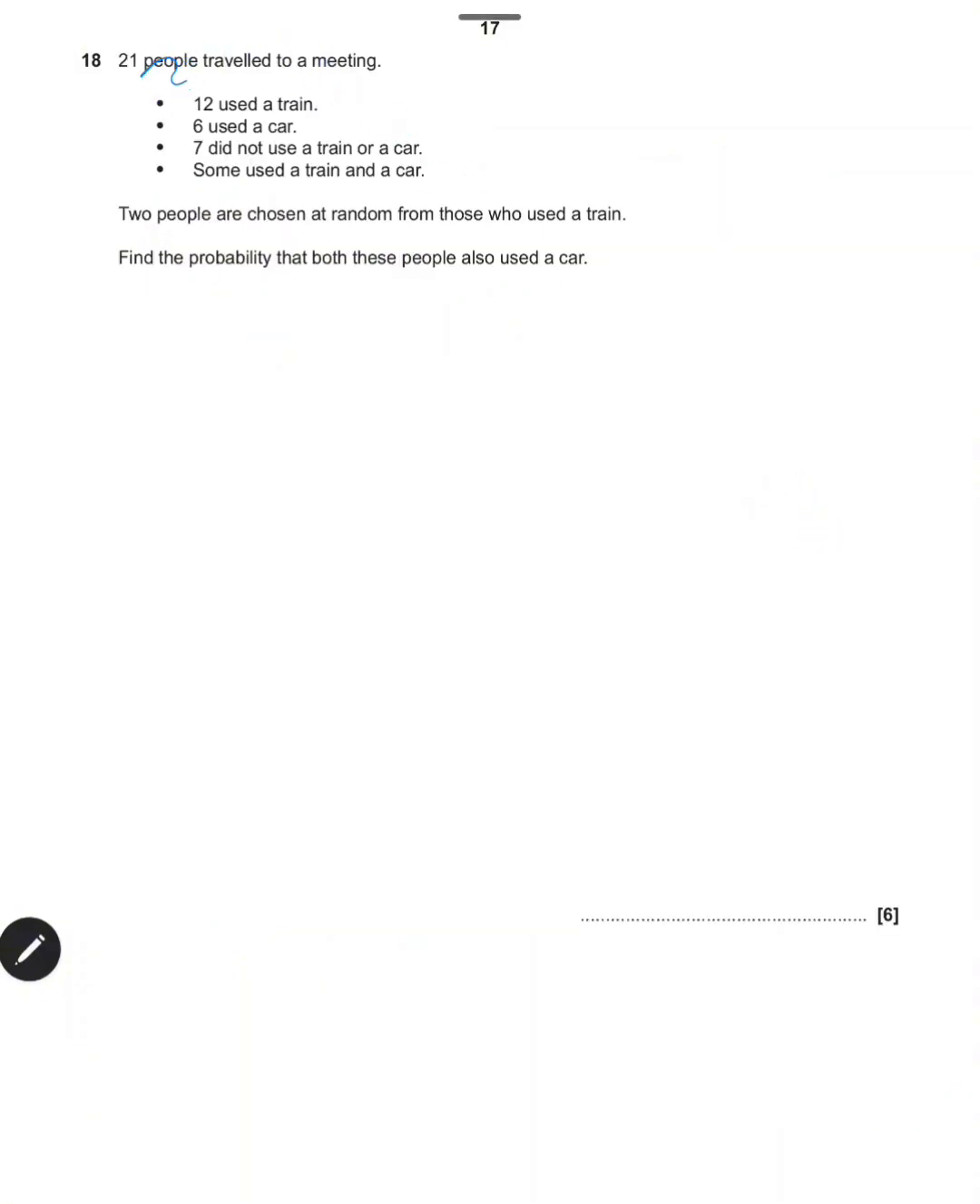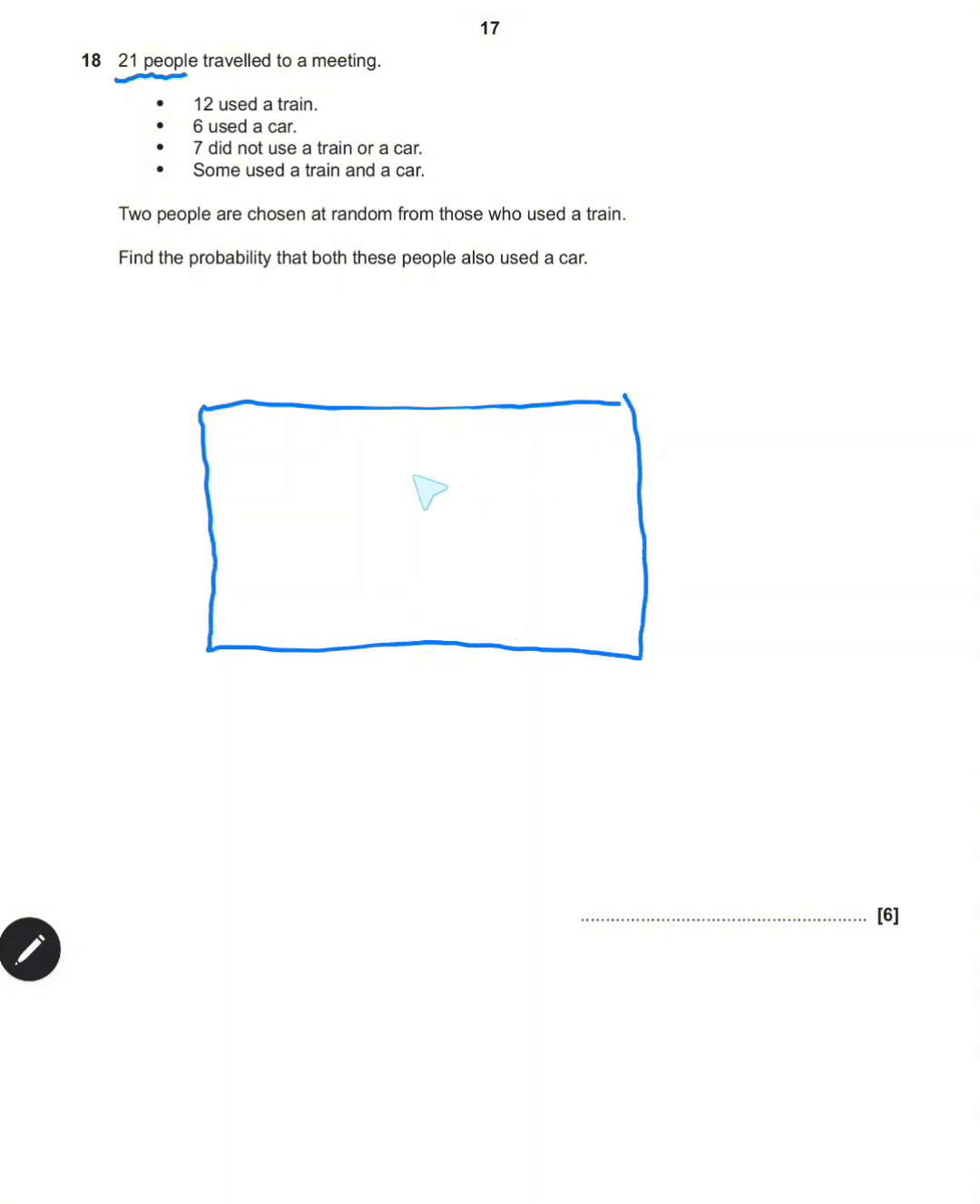Question 18, we've got information about 21 people. We've got using a train, using a car, didn't use either, and using both. This question here is screaming Venn diagram. When you've got both and neither, I'm thinking Venn diagram straight away. So I'm going to draw myself a Venn diagram. On the left here, I'm going to call that train. On the right, I'm going to call that car. And then we're going to try and complete this Venn diagram.